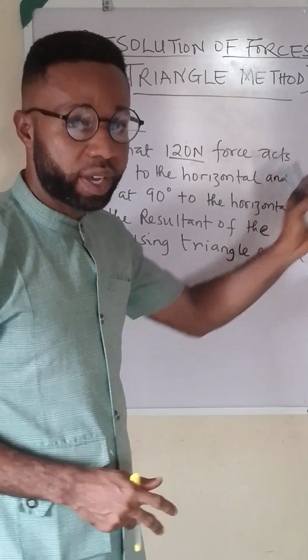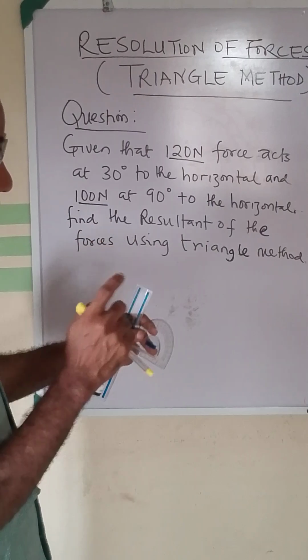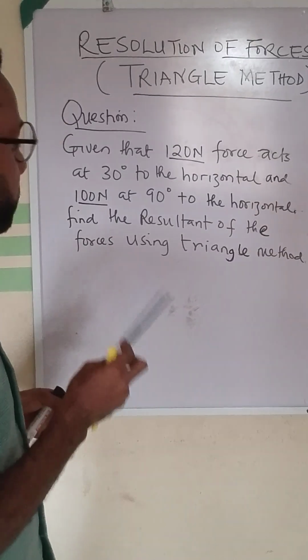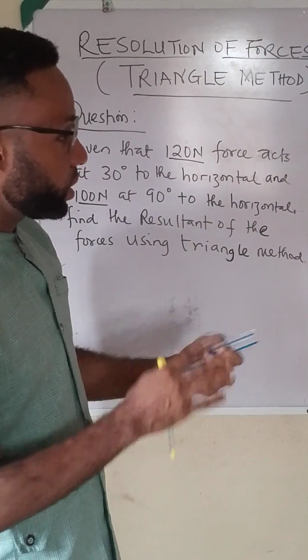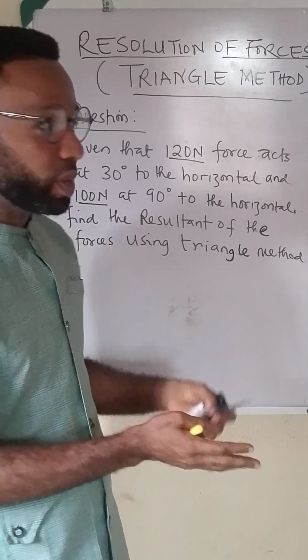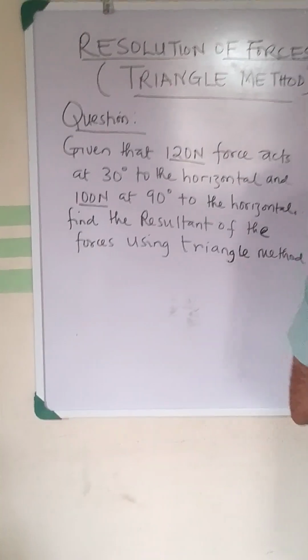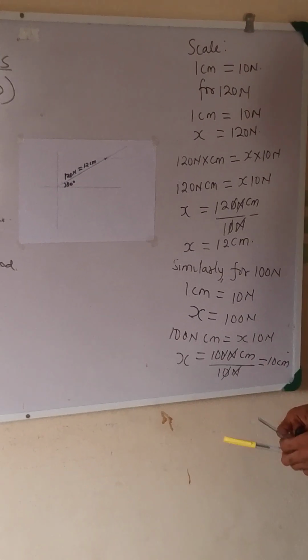To do this, first you have to take the scale. Since we are given the values in Newton and the rule is not calibrated in Newton, we have to take the scale in cm, so that once we are done with scaling in cm, we can use it to plot and then convert back to Newton. So looking at the scale, we have 1 cm equal to 10 Newton.